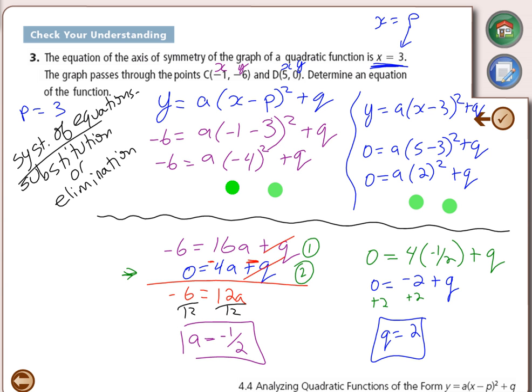Let's write those on the side. We've got p is equal to 3. We've got q is equal to 2. We've got a is equal to negative 1/2. So our equation is y equals negative 1/2 x minus 3 squared plus 2. Done deal.